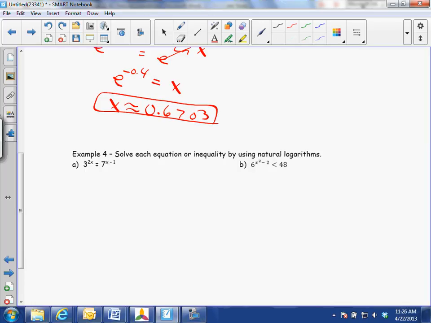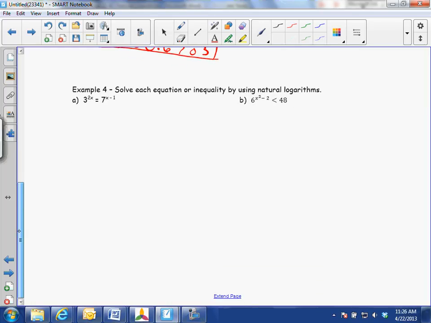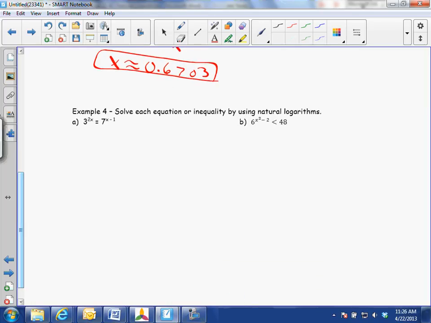Okay. An example for us is solve each equation using natural logarithms. So we're going to do exactly the same steps as what we did before when we did the common logs, but instead of logs, we're just going to write natural log. So like with this one, since we've got exponents with variables, we're just going to say natural log of each side.